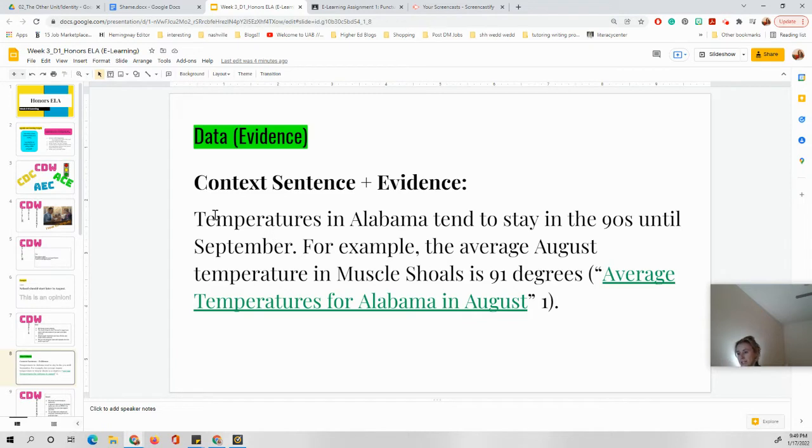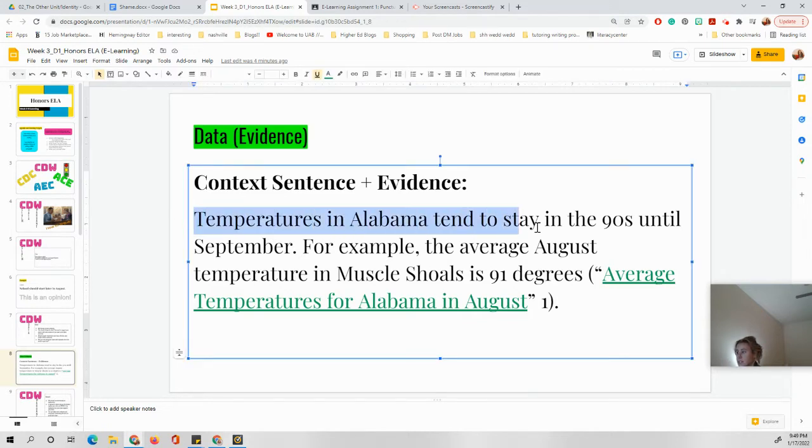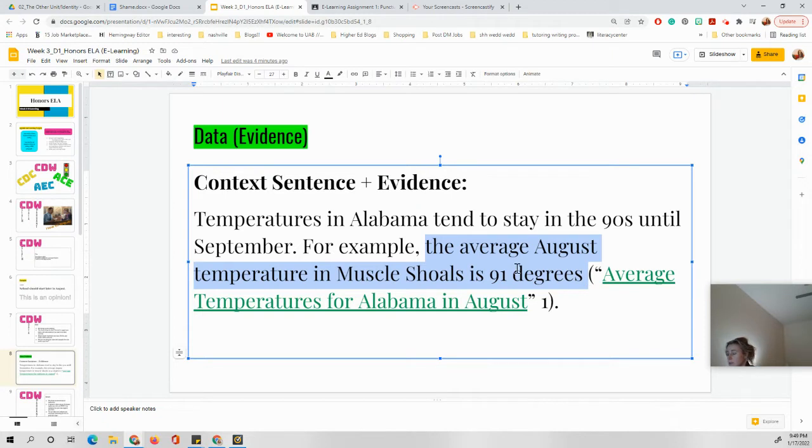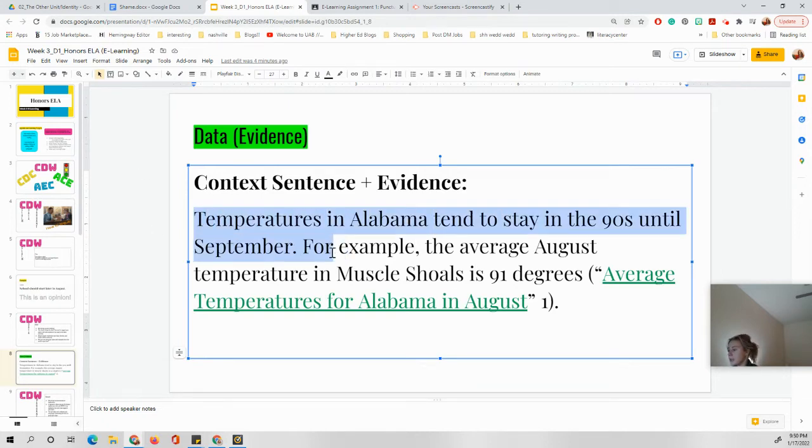So with that in mind, I have my context. Well, what is my evidence about? Well, my evidence is that the average August temperature in a North Alabama city, this was the only one I could find. I didn't want to use Decatur. I wanted to use Muscle Shoals, okay? Athens was not listed, so I chose Muscle Shoals. But I'm not just saying, for example, the average August temperature in Muscle Shoals is 91 degrees.